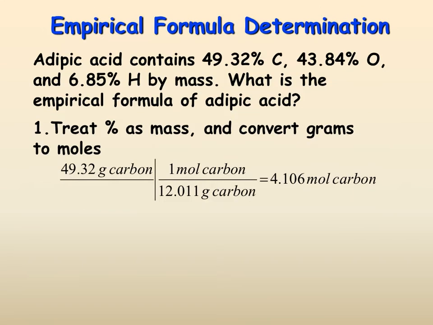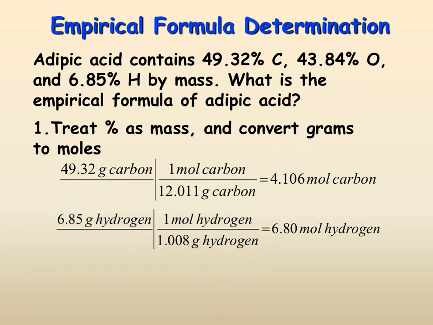Okay? Example of this, adipic acid contains 49.32% carbon, 43.84% oxygen, and 6.85% hydrogen by mass. What is the empirical formula? So if we consider that we have a 100 gram sample, all of those percentages now become masses. So to find the moles of our carbon, we take 49.32%, make that 49.32 grams, and then divide by the molar mass of carbon, and you get 4.106 moles.